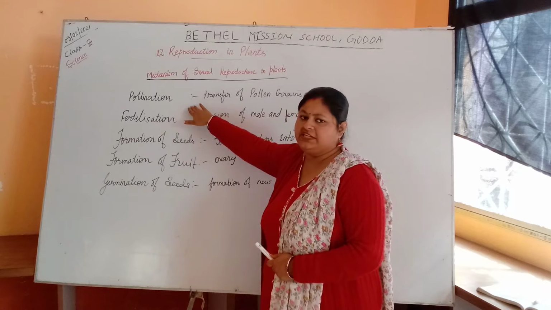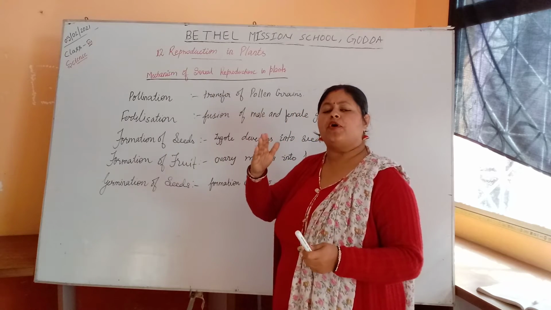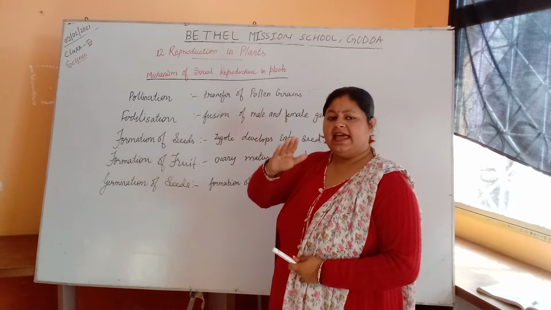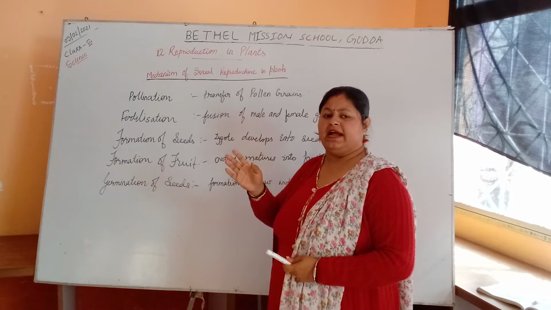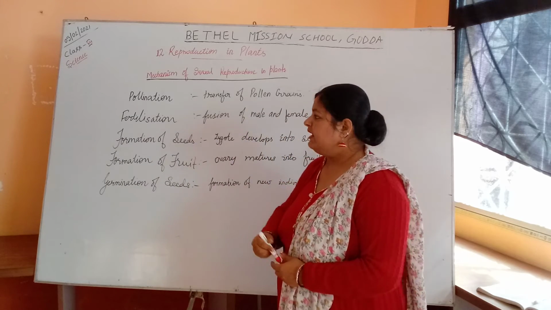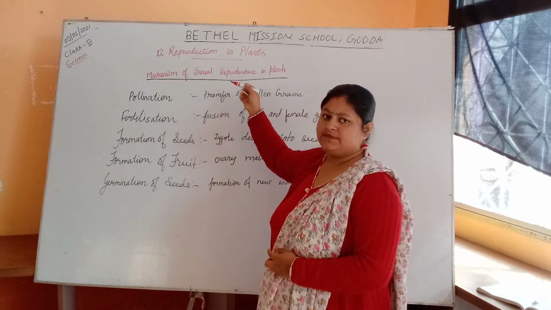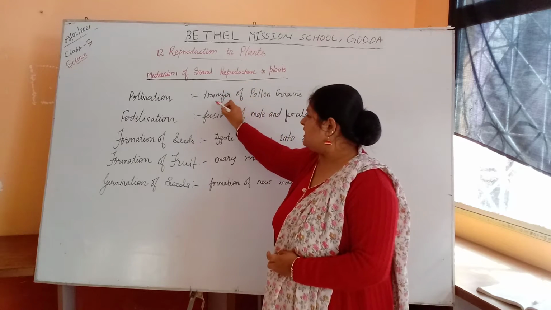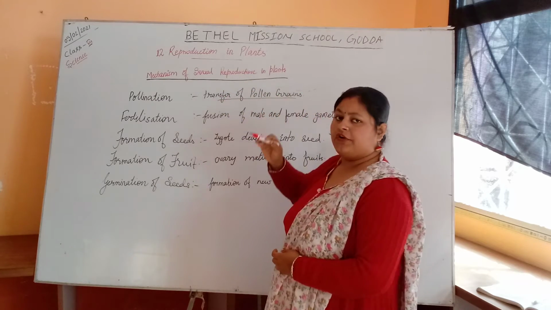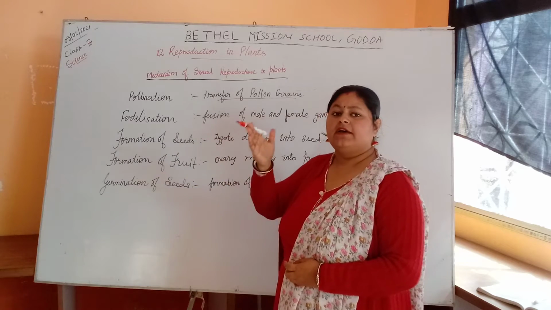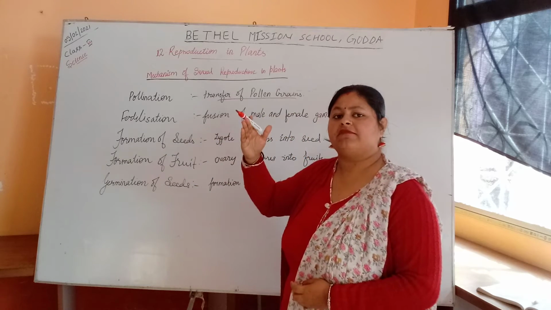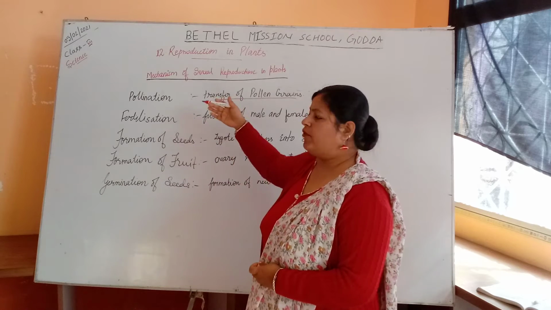First is pollination. Pollination means transfer of pollen grain from the anther to the stigma of the plant, from the male reproductive organ to the female reproductive organ. That is the first step of sexual reproduction.